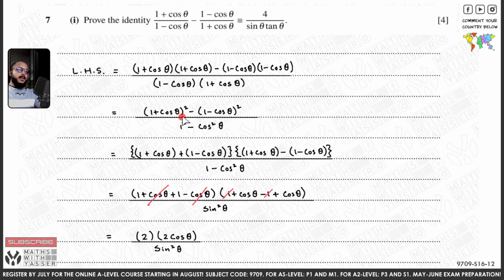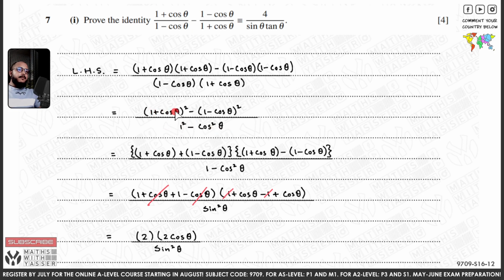So we can see that there are two of 1 plus cos theta. So it will be 1 plus cos theta whole squared minus 1 minus cos theta whole squared. And in the denominator, we can see there is a similarity with the formula a squared minus b squared. It will be a minus b and a plus b. That gives us a squared minus b squared. So 1 minus cos theta and 1 plus cos theta can be written as 1 squared minus cos squared theta.